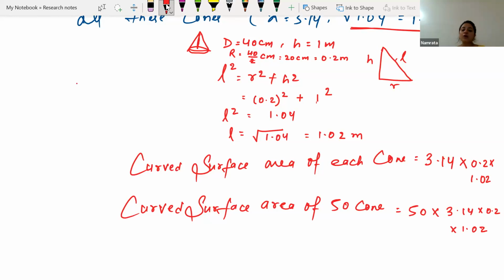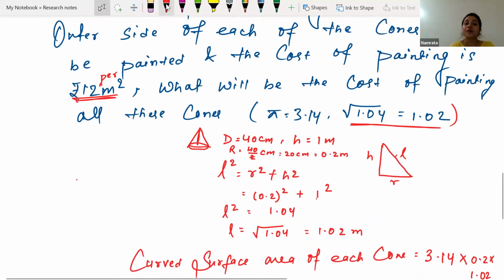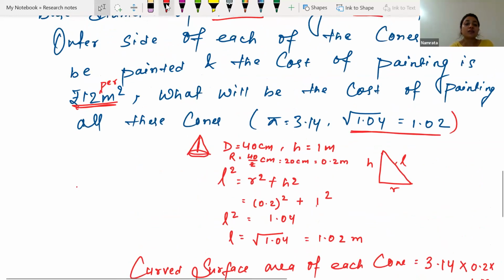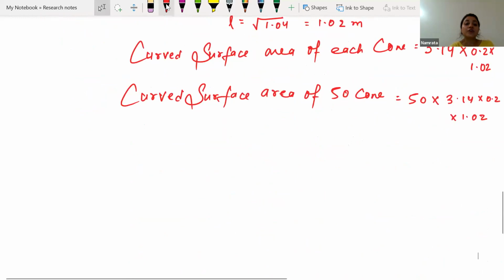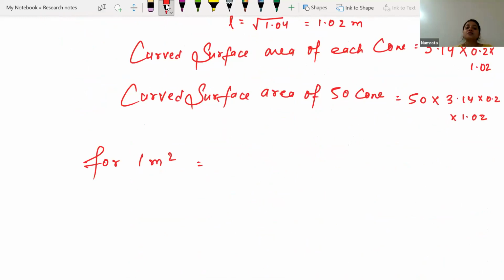Yes, ma'am. Now we don't have to find only the curved surface area of the 50 cones. What do we have to find? The cost of painting all these cones. The price is rupees 12 for 1 meter square. So for 1 meter square, the price is rupees 12. We need to calculate the total area we are having. Let's do it quickly. Okay, we are almost done. So please do the calculation and let me know what we will get here.